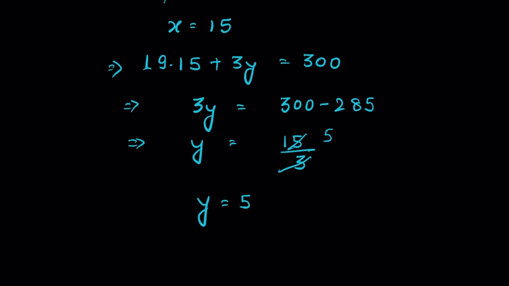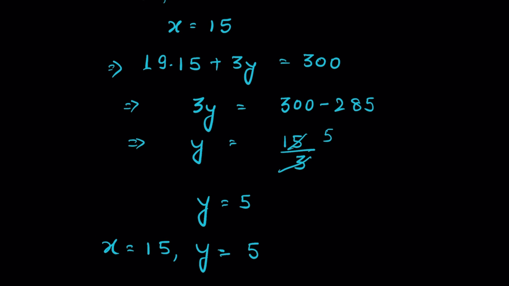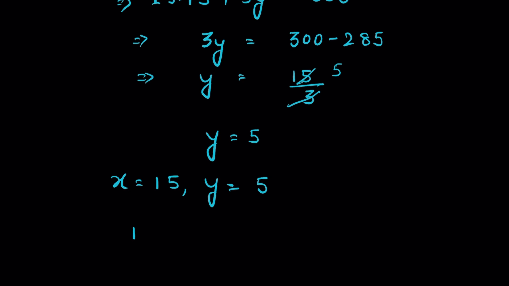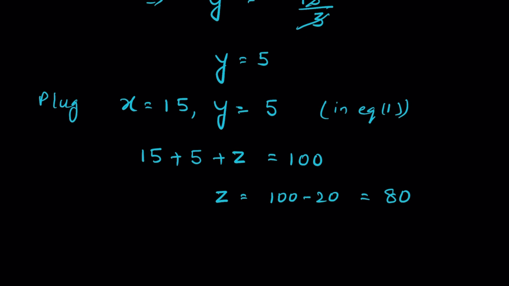Now let's plug in this solution. If x equals 15 and y equals 5, and we plug this into equation 1, then 15 plus 5 plus z equals 100, or z equals 100 minus 20, which equals 80. Now let's check the cost.